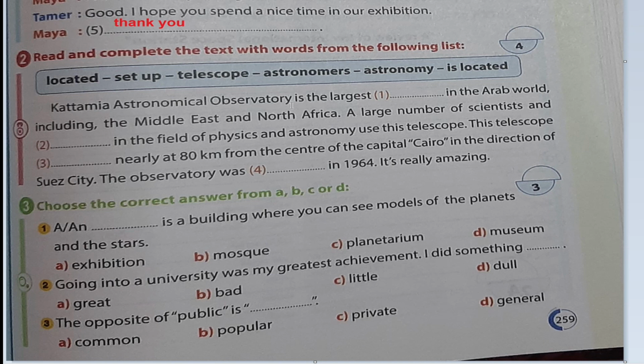Kottamia Astronomical Observatory has the largest telescope in the Arab world, including the Middle East and North Africa. A large number of scientists and astronomers in the field of physics and astronomy use this telescope. This telescope is located nearly 80 kilometers from the center of the capital Cairo in the direction of Suez City. The observatory Al-Marsad was set up in 1964. It's really amazing.